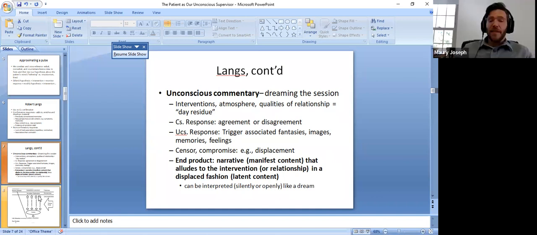And as these fantasies, images, memories, and feelings are brought nearer to consciousness by the day residue, they of course have to be censored and compromised, as in the dream work, in the formation of a dream. And so what you get in the end, per Langs, are these narratives, which we call the manifest content of the session, like the manifest content of a dream in Freud. We get these manifest narratives that allude subtly, implicitly, to our intervention or to the qualities of the relationship in a displaced fashion, much like in a dream, and the patient's feelings about our intervention are sort of like the latent content of the dream that can be interpreted either silently to ourselves or openly in the same way a dream can be interpreted.